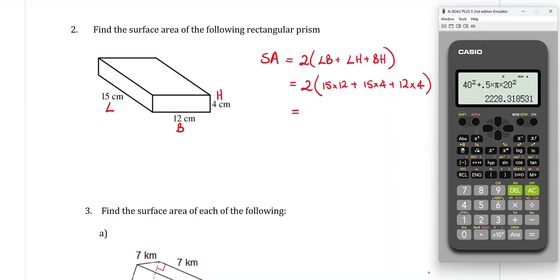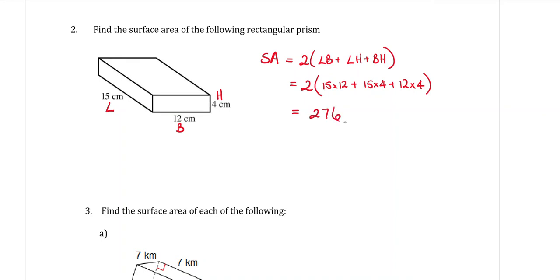So everyone type this in with me, please. 15 times 12 plus 15 times 4 plus 12 times 4. Close the bracket. Press equals. Did you get 276? Yeah? 276 centimetres squared.